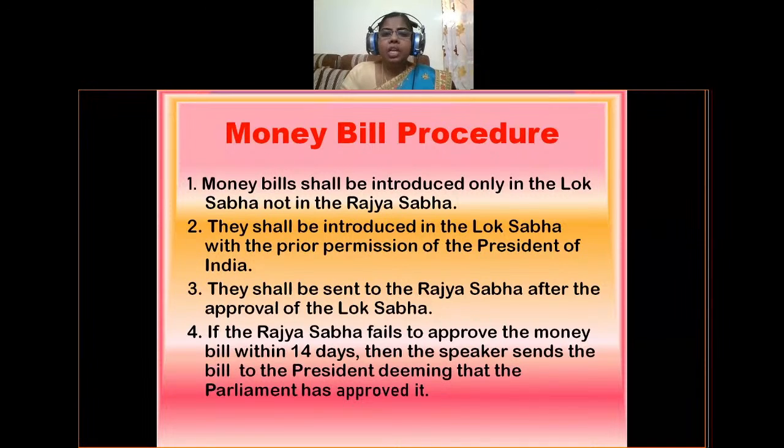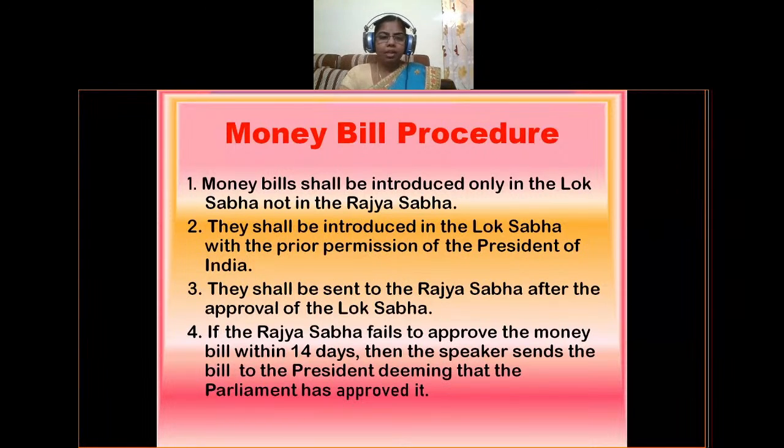They shall be introduced in the Lok Sabha with the prior permission of the President of India. This is another difference between an ordinary bill and a money bill. Generally, ordinary bills do not need the prior permission of the president, whereas a money bill requires the prior permission of the president, and only then can it be introduced in the Lok Sabha. Next, they shall be sent to the Rajya Sabha only after the approval of the Lok Sabha. So in the Lok Sabha, they will be passed after the approval of the Lok Sabha members. Then it will be sent to the Rajya Sabha.